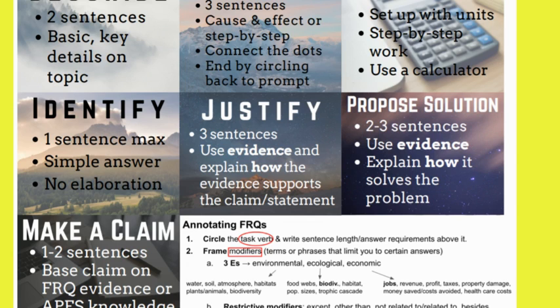Anytime you see something that's asking you for an environmental problem, that's usually associated with water, soil, atmosphere, habitats, versus, say, economic, which always refers to jobs, revenue, profit, taxes, and so on. Some other modifiers might be except, other than, not related to, besides. And the last piece that I would like us to do as we annotate FRQs is underline any key terms, any vocabulary, and simply put them in your own words and define them in the margins.